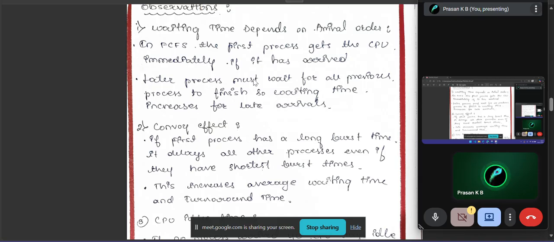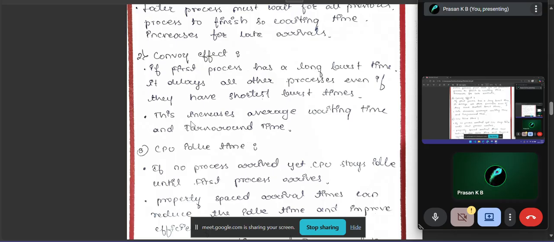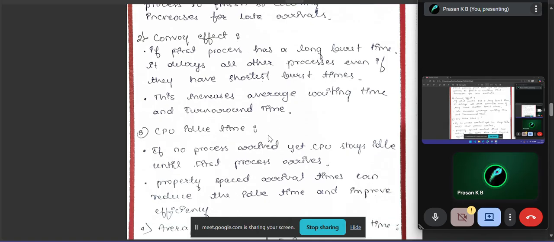Here you can see in the observations, waiting time depends on arrival order. In FCFS, the first process gets the CPU immediately if it has arrived. Later processes must wait for all previous processes to finish, so waiting time increases for late arrivals. It causes the convoy effect. If the first process has a long burst time, it delays all other processes even if they have shorter burst times. This increases average waiting time and turnaround time.